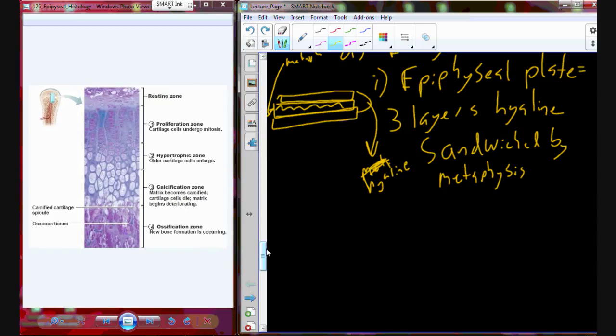This is a histological section through the epiphyseal plate. So the hyaline is on the outside, or the top and bottom, in that little part? Yeah. So down here and then up here towards the resting cartilage. In fact, this is actually going to be part of the hyaline cartilage.